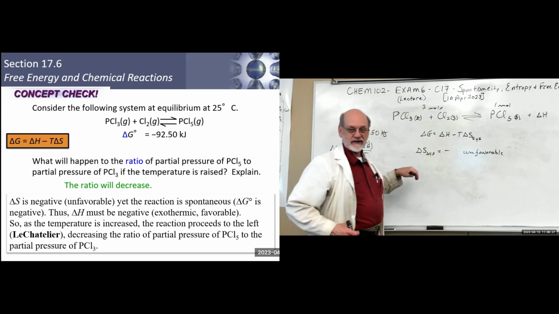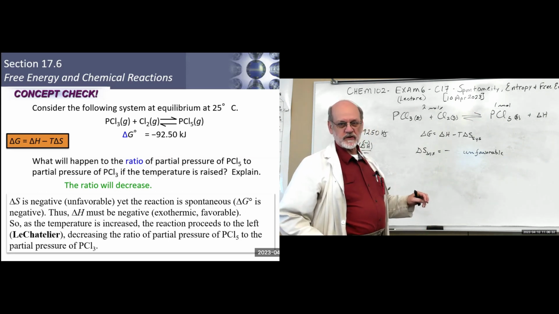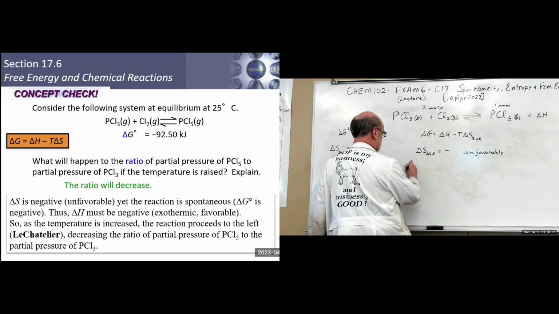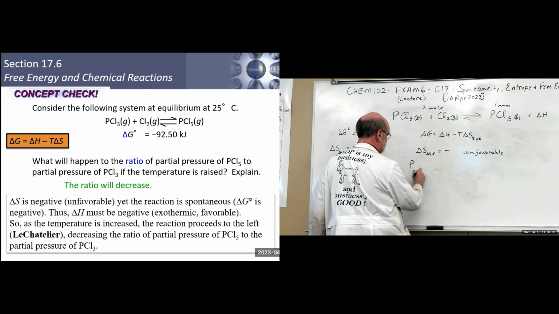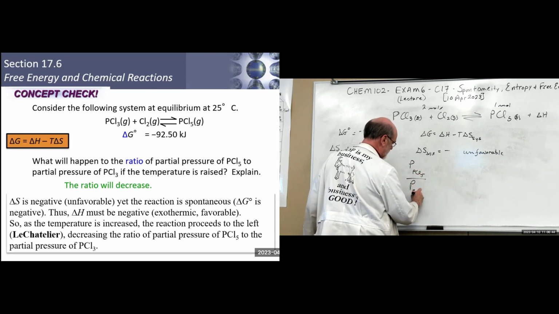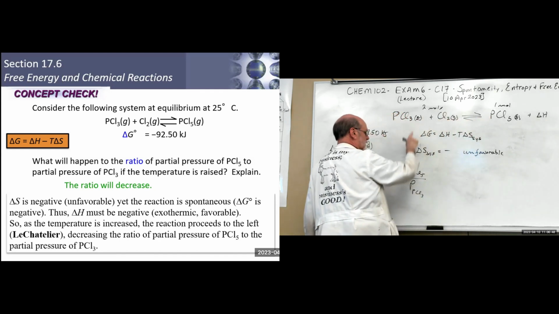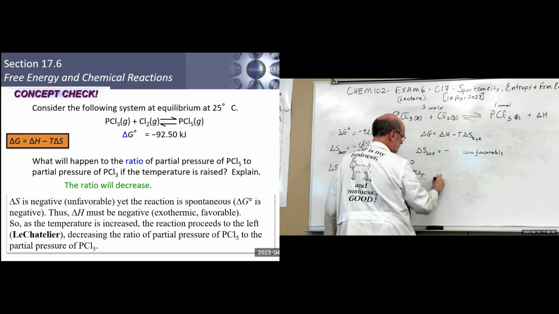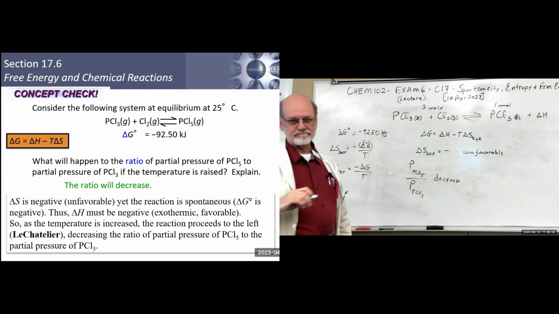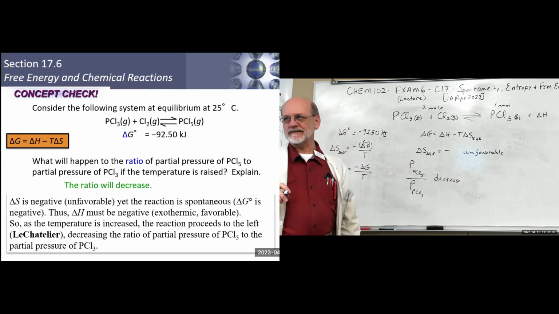And if we drive it back to the left, what does that say about the ratio of partial pressure of PCl5 to that of PCl3? So the partial pressure of PCl5 over partial pressure of PCl3. We're producing less of this and more of this. This would decrease. Okay. That's all I can say about it.